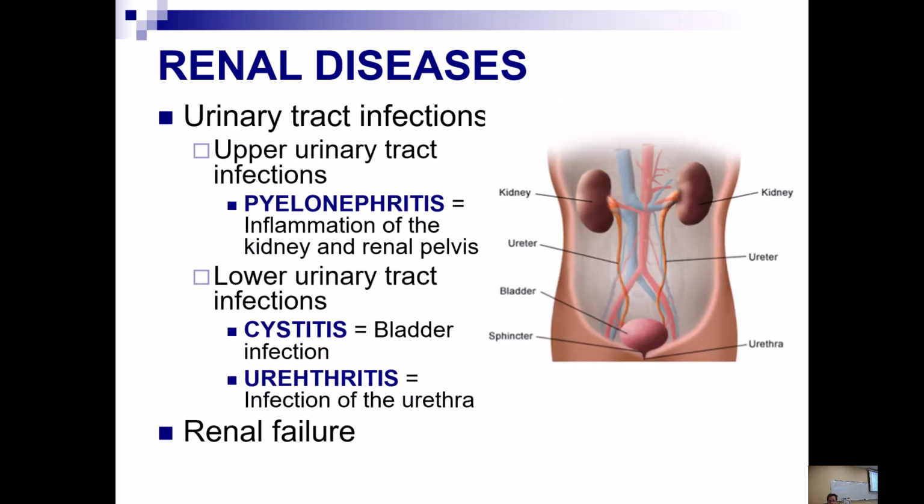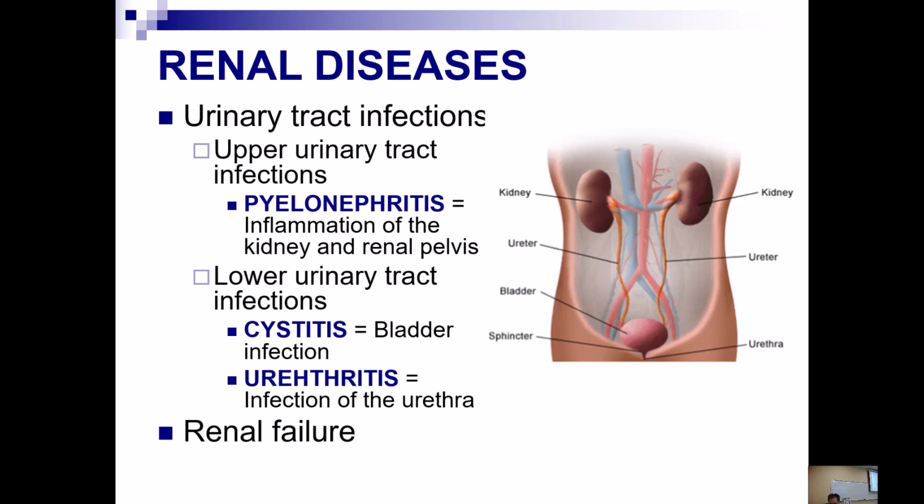When we start talking about renal diseases, we're going to talk first about urinary tract infections. We have the upper urinary tract infection or lower urinary tract infection. When we're dealing with the upper urinary tract infections, we're dealing with pyelonephritis, inflammation of the kidney and the renal pelvis. When we're talking lower urinary tract infection, we're talking cystitis and urethritis, so infections of the bladder or the urethra. Depending on what we're looking at, we're either looking at upper or lower.